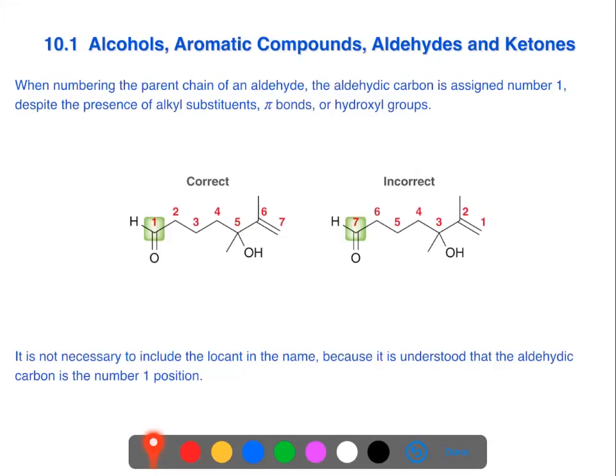So that's explained in this particular example in more detail. When numbering the parent chain, the aldehydic carbon is assigned number 1, despite the presence of any other substituent that we've looked at to date, and that includes the hydroxyl group. So you can see in this example that this will be carbon 1, and everything else will be given a locant with respect to its position. Now, like we saw for ring systems, it's not necessary to include that locant in the name because it's always understood to be the first carbon in that parent system.